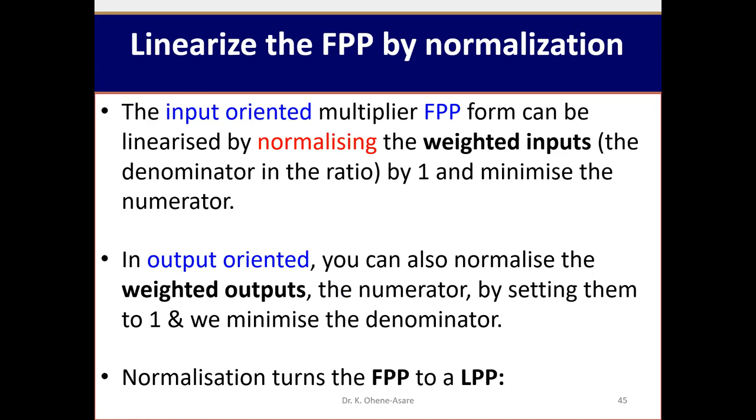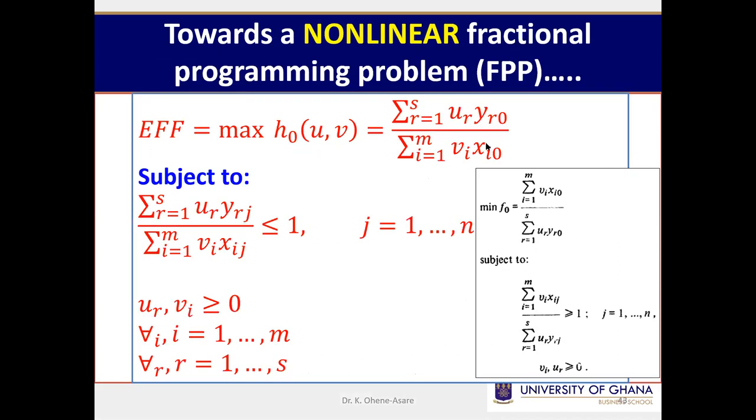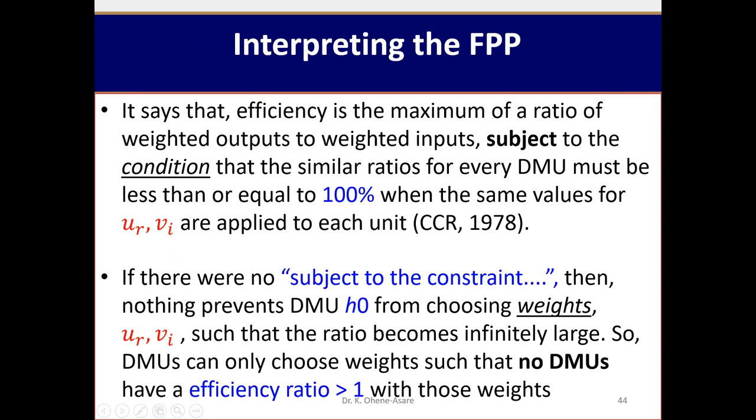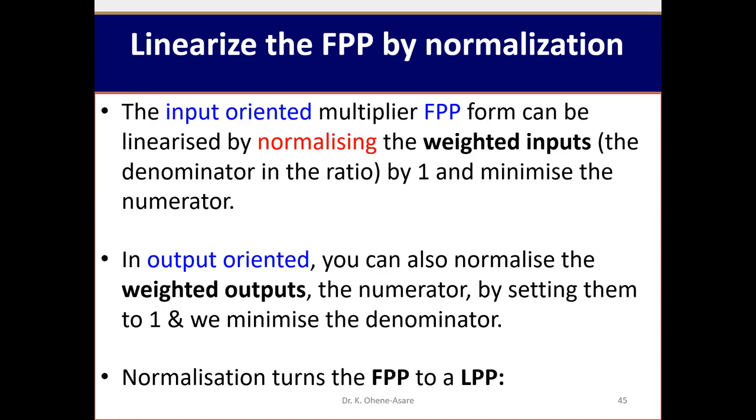We linearize the fractional programming problem by normalizing it. In the input-oriented multiplier fractional programming problem, the one you saw above, it can be linearized by normalizing the weighted input. Now watch the word: input-oriented, you normalize the weighted input. When you normalize the weighted input, the weighted input is the sum of VI XI naught. You are changing that value and setting it to 1, and you maximize the numerator. It's a very simple thing. So you maximize the numerator, and then you go to the denominator, which is the sum of VI XI, and you equate that to 1.